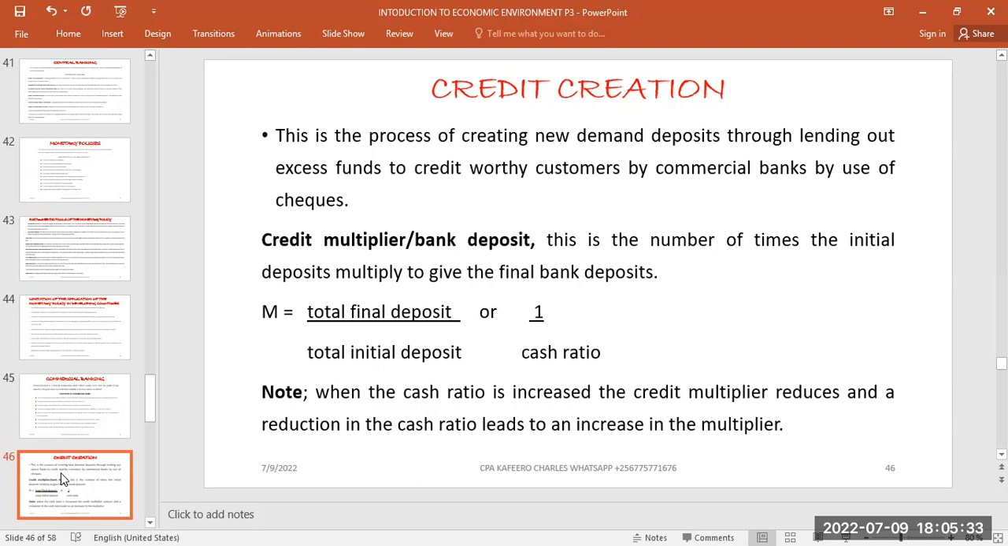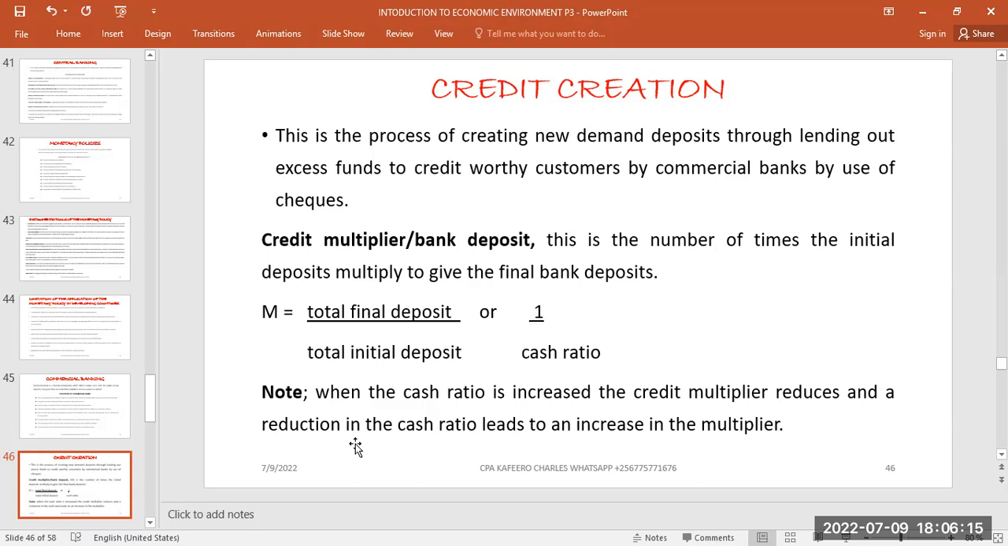This is the number of times the initial deposit multiplies itself to give a final banker deposit. What do we mean by this? We are saying that these are the number of times the initial deposit multiplies itself to give a final banker deposit. And the computation here is total final deposit over the total initial deposit. Or someone can say it is 1 over the cash ratio.